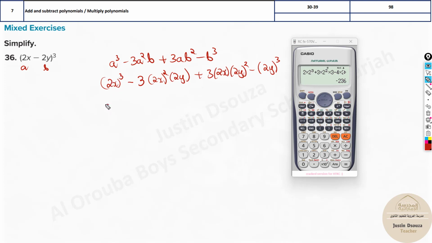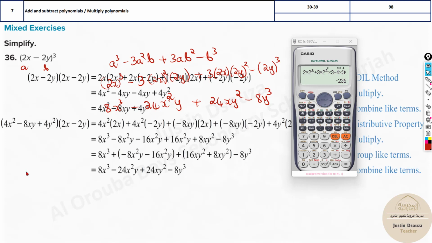2 to the power 3 is 8, so 8x cube, minus, here 2 square is 4, 4 times 2 is 8, 8 times 3 is 24, so 24x square y, plus 3 times 2 is 6, 2 square is 4, 4 times 6 is 24, so 24xy square, minus 8y cube. This would be the final answer. Let's just check. Yes, that's the answer: 8x cube minus 24x square y plus 24xy square minus 8y cube.